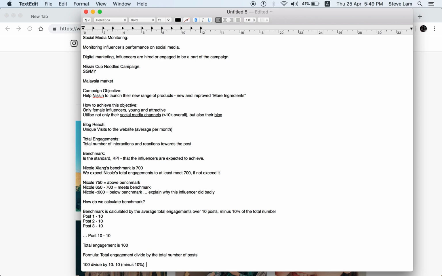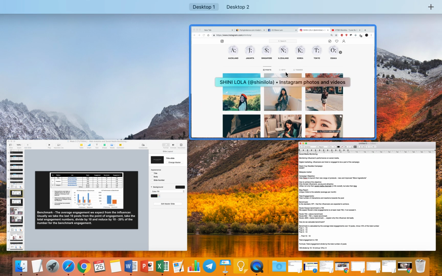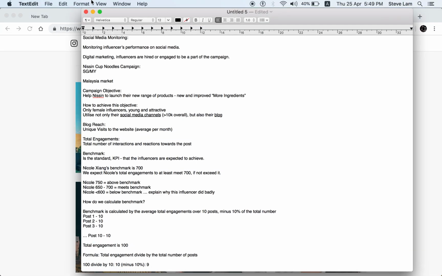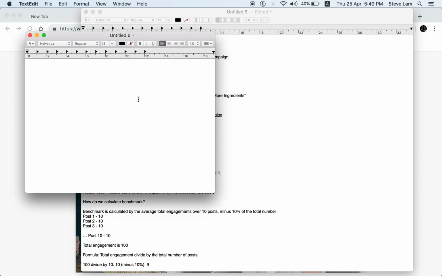Got it? Wait, let me put it back up. Okay, 9. Let's look at Shinilo. So in this case, you have to write this down somewhere, and maybe I'll put another thing. Shinilo, post 1.